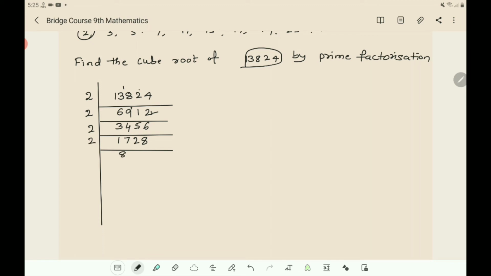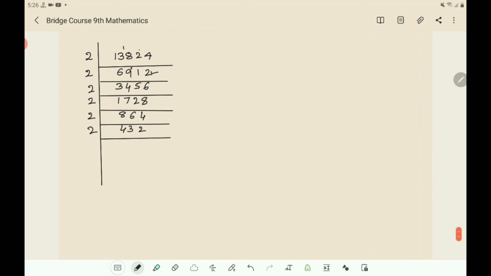2 8s are 16. 1 is remaining. 2 6s are 12. 2 4s are 8. Again it is divisible by 2. Divide by 2. 2 4s are 8. 2 3s are 6. 2 2s are 4. Again it is divisible by 2. 2 2s are 4. 2 1s are 2. Here 1 is remaining. 1 2 12. 2 6s are 12. Again it is divisible by 2.